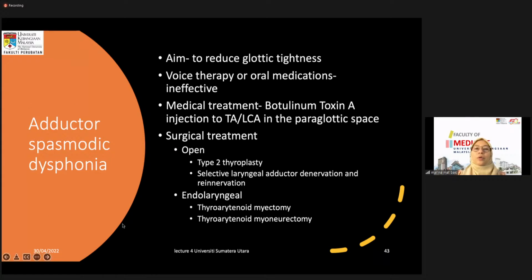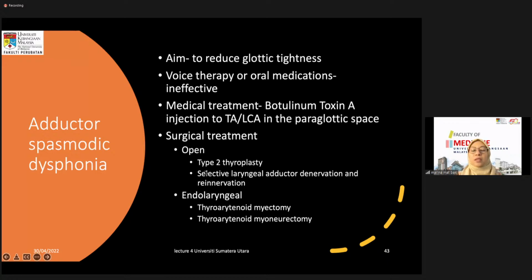You can give medications. Okay, voice therapy and oral medications are proven to be non-effective in adductor spasmodic dysphonia. You can send them, but it is not effective. Voice therapy may help to reduce a little bit of muscle tension dysphonia, but not the adductor spasmodic dysphonia. The mainstay of treatment currently is injecting botulinum toxin A into the paraglottic space, which contains the thyroarytenoid and lateral cricoarytenoid muscles. These two muscles are strong adductors of the vocal folds during phonation.